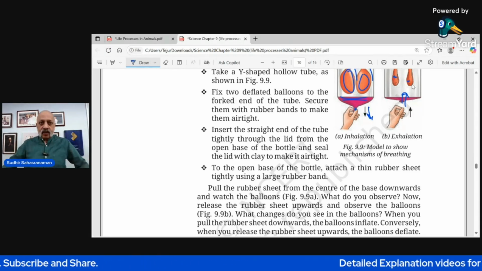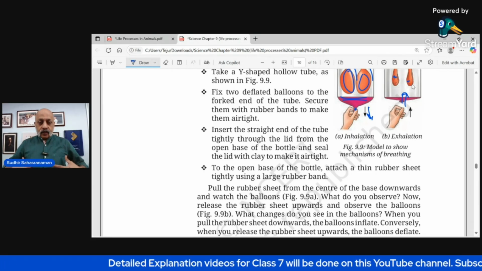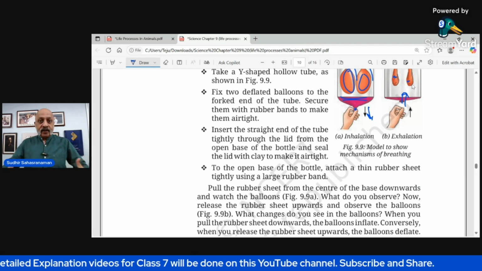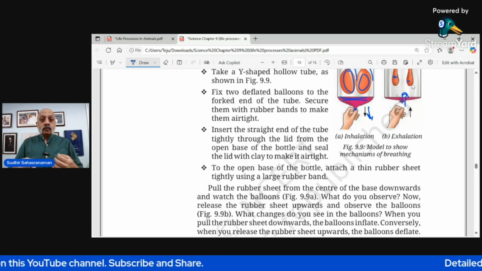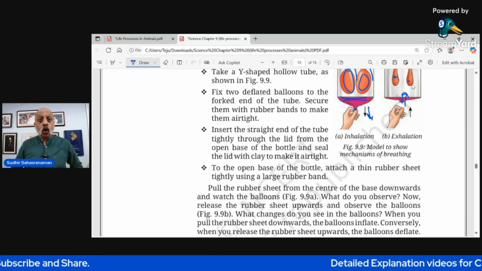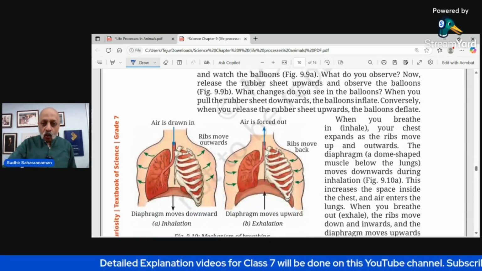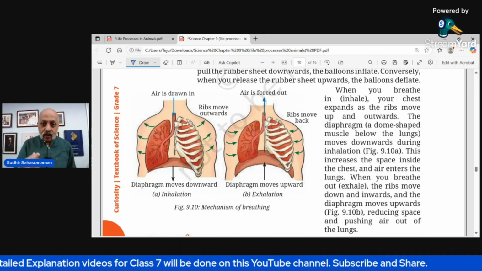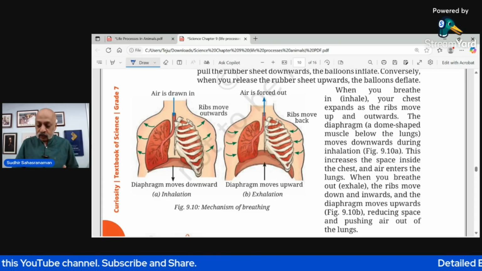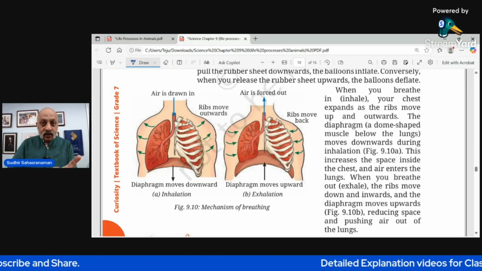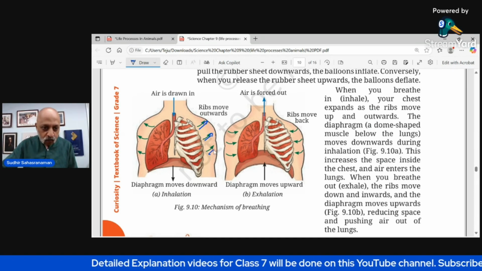So basically, it is the same thing being explained. For example, if I am inhaling right now, my chest is getting inflated, similar to the balloons. But when I breathe out, my chest goes inside. The balloons have got deflated. So when you inhale, your chest expands as the ribs move up and outwards. In diagram 9.10, part A, when you are inhaling, you are seeing that these ribs are moving outwards.